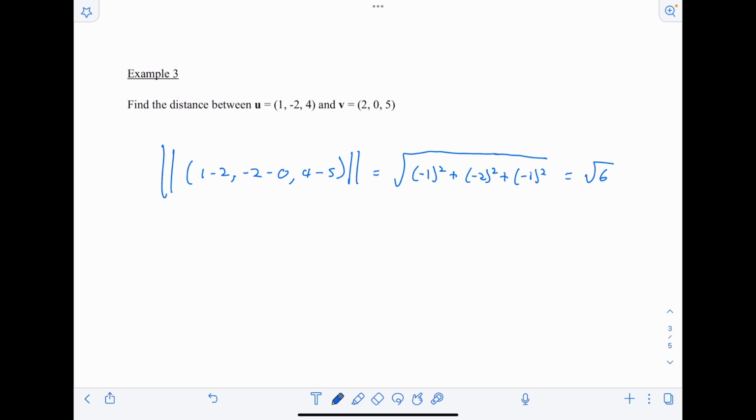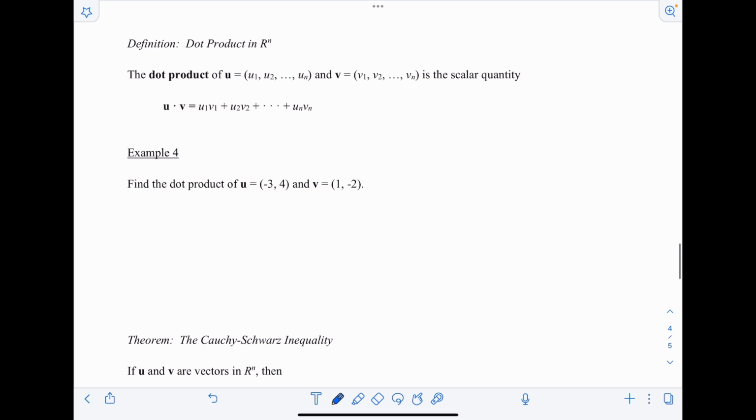All right, so that's everything regarding length and distance. Let's now flip and talk about the idea of the dot product. This is the other big topic in this lesson. The dot product of u and v, two vectors, is a scalar quantity. Notice this is the symbol for the dot product. That little dot in the middle just means it's the dot product of u and v.